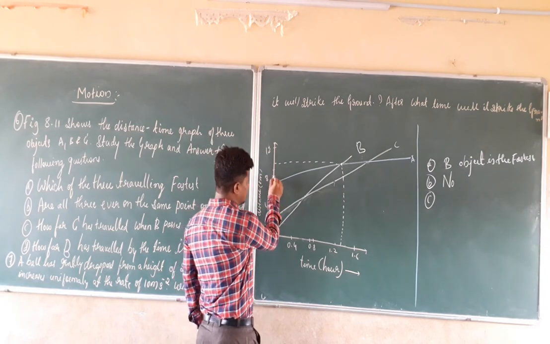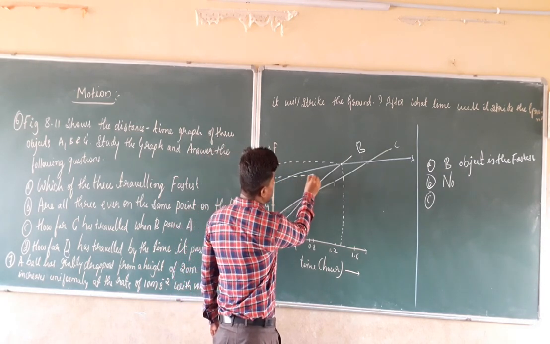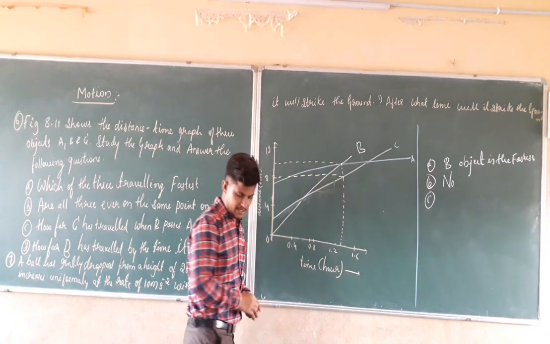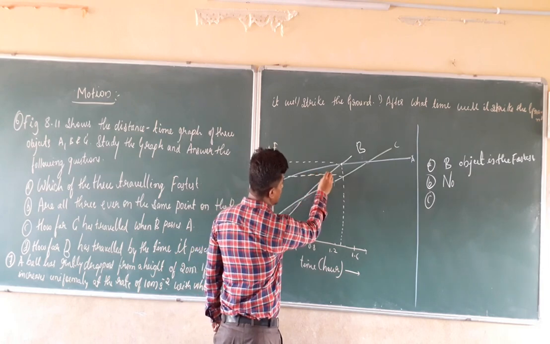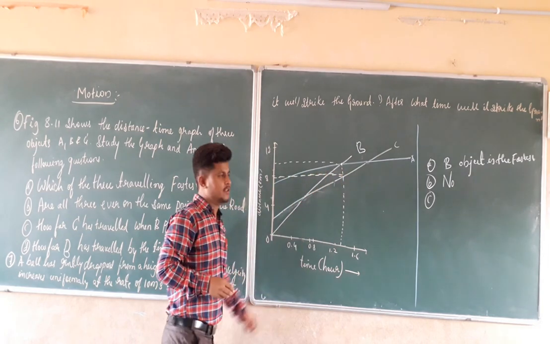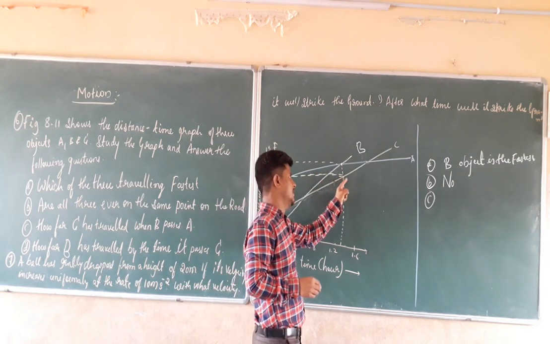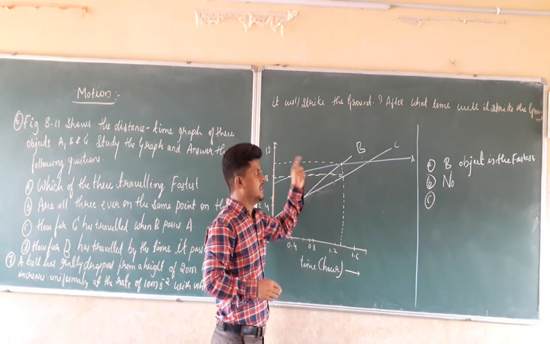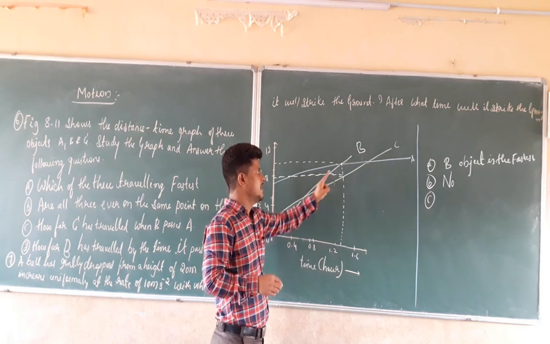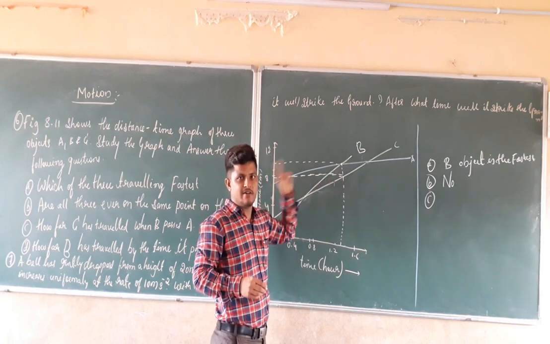So when we plot those things, when you plot the dotted line here, it is going to give the distance traveled by C at this point of time when B is passing A. When B is passing A, we have to calculate the distance traveled by C.